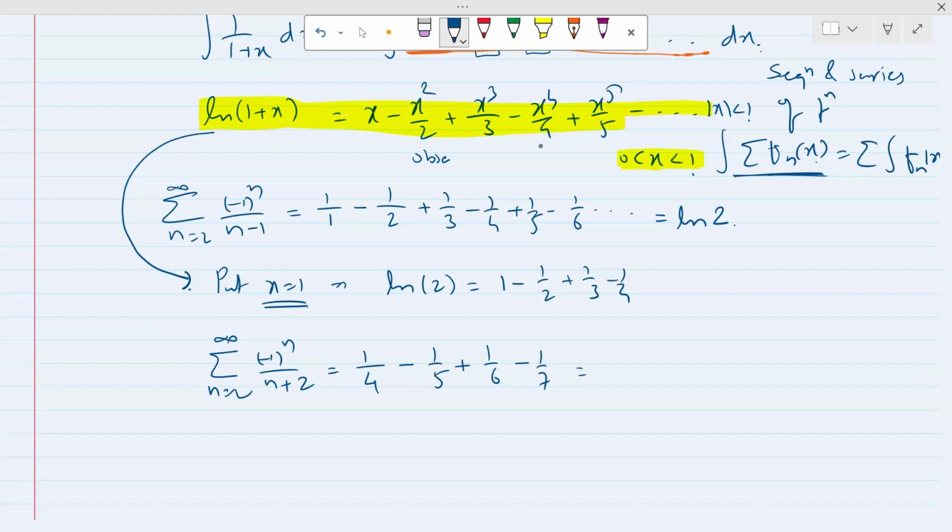Sir, can we say it is ln 2 minus 1 plus 1 by 2 minus 1 by 3 plus 1 by 4? Yeah, exactly. That's what we have to say. So this will be equal to how much? But sir, why did we use x equal to 1? You think on that. So this will be, I think, 5 by 6 minus ln of 2. You have to add these three terms, 1 minus 1 by 2 plus 1 by 3. That's 5 by 6.